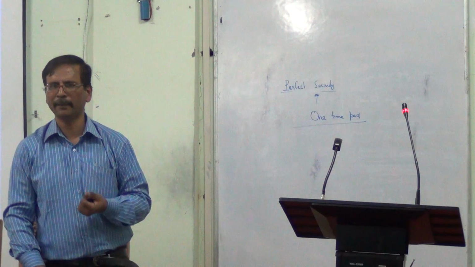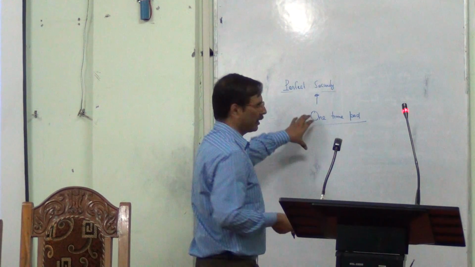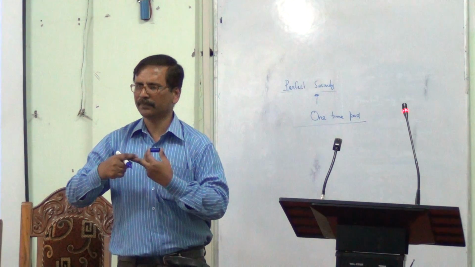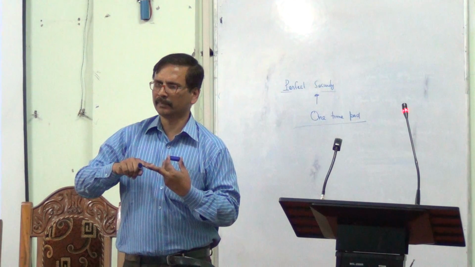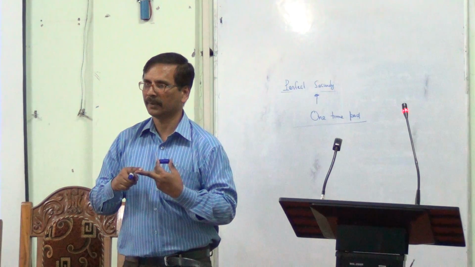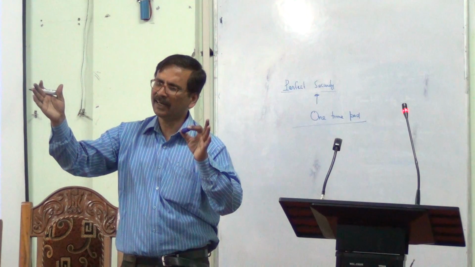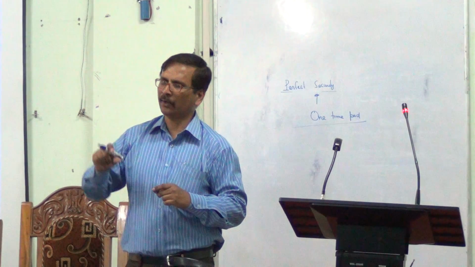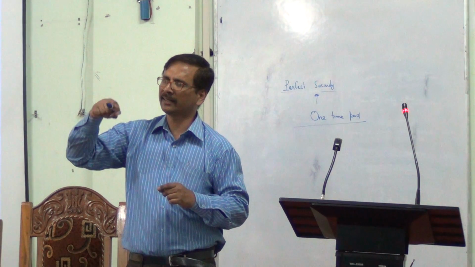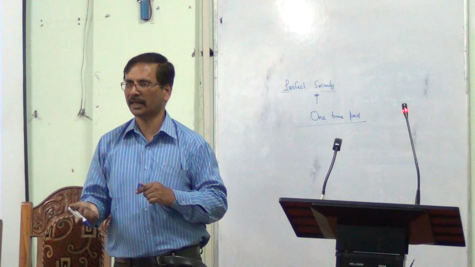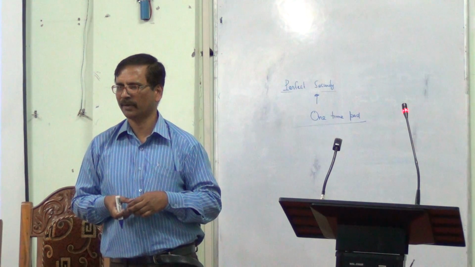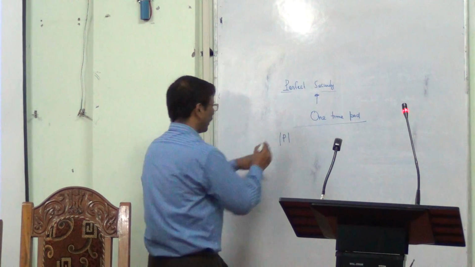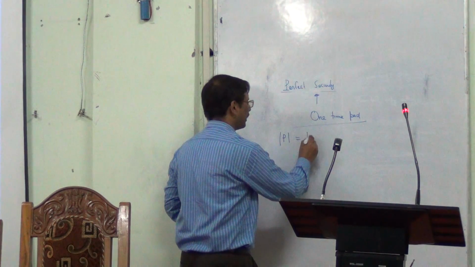So what is a one-time pad? It's very simple. The size of the plain text and the key should be equal. Whatever the amount of plain text, the size of the key should be the same. And once a particular key is used, that key cannot be reused. That means it should be purely random. So the size of the key should be equal to the size of P.